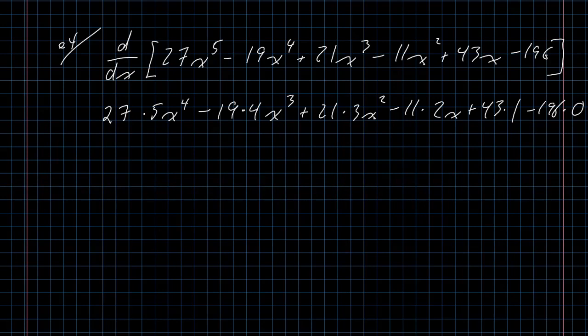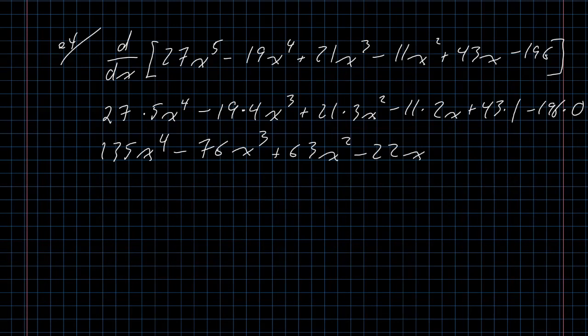All right, 27 times 5 is 135. 19 times 4 is 76. 21 times 3 is 63. 11 times 2 is 22. 43 times 1 is 43, and there we have it. We've taken the derivative of this terrible polynomial.